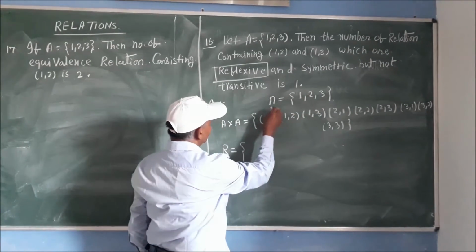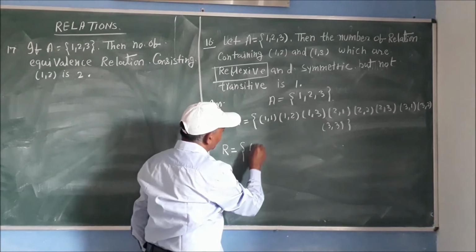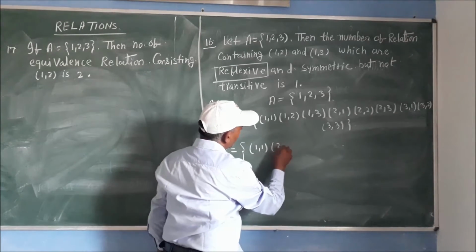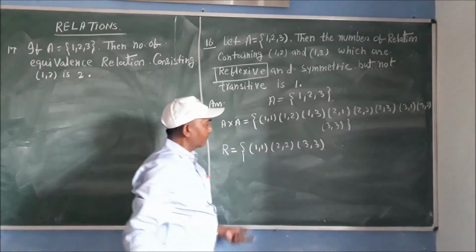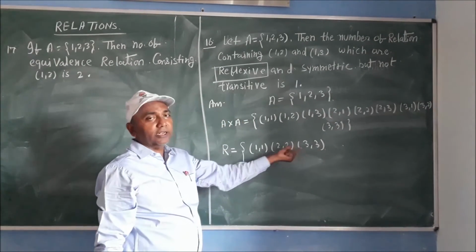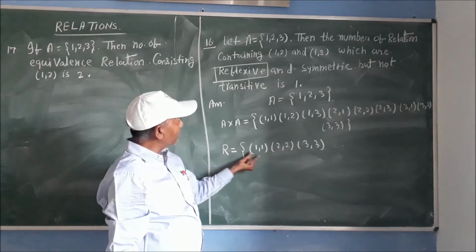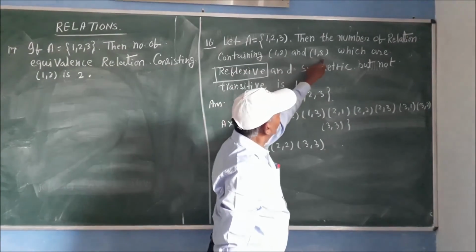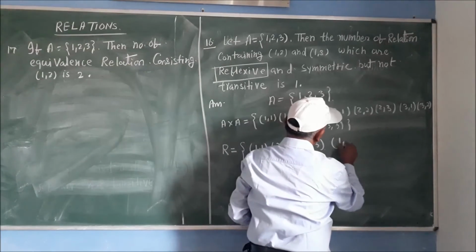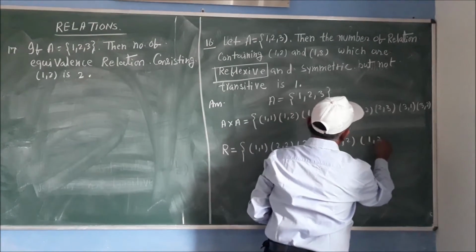That means it is given that this relation is reflexive. That means (1, 1), (2, 2) and (3, 3) must be present in the relation. And after that it is also given that (1, 2) and (1, 3) are also here.